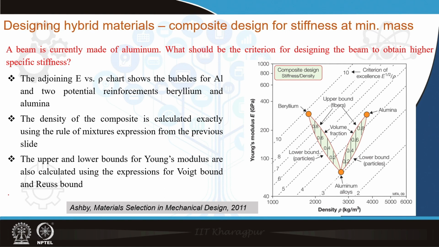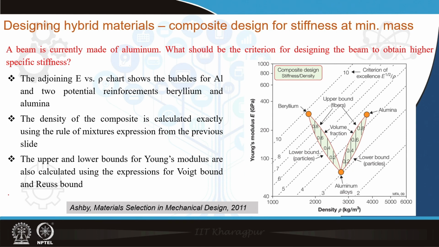That means if we are adding alumina in the aluminum matrix, the density of the composite actually increases over aluminum. However, because of beryllium's lower density, if we add beryllium in aluminum alloys, the density of the composite is actually lower than aluminum. And because the criterion of excellence is E to the power half over rho, this leads to a situation that beryllium addition will be much more beneficial to improve the composite for this beam application over a composite reinforced by alumina in aluminum matrix.